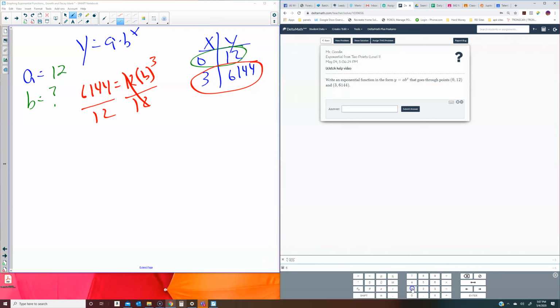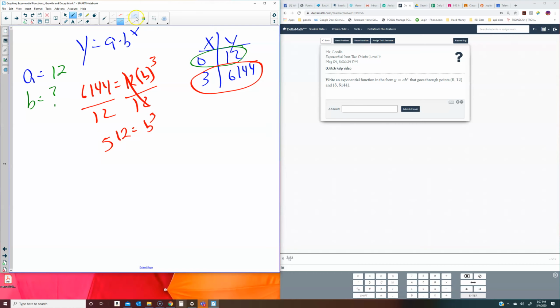All right, so 6144, and I'm going to divide that by 12. All right, 12, by 12, and I'm going to get 512. 512 equals b to the third power.